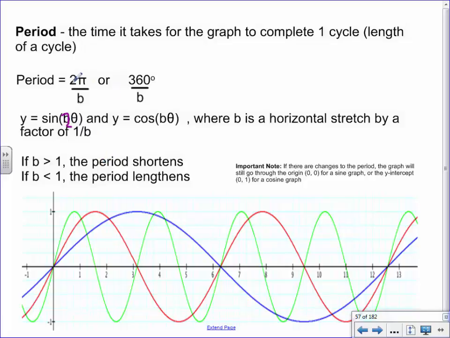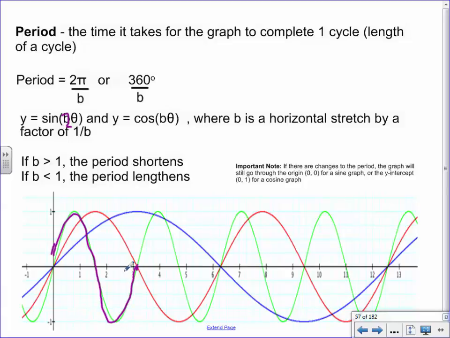Well, then watch this. 360 divided by 2 would give you a period of 180. Well, look at this. Let me not do it in degrees, let me do it in radians. 2 pi divided by 2 would give you pi. You see how on the green graph it repeats itself by pi? See how the green graph finally repeats itself as of pi?